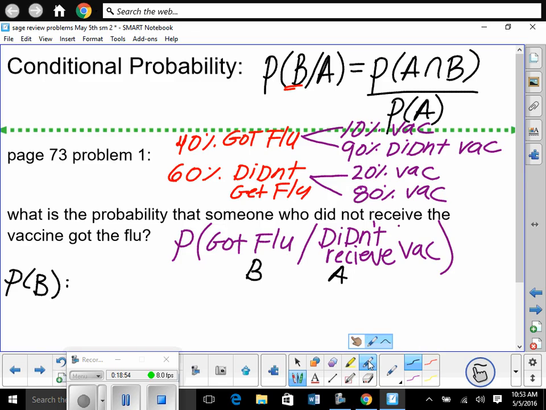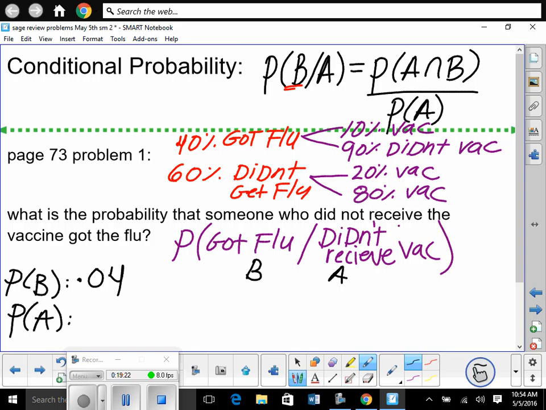Because there are two circumstances where they got the flu. The 0.40 times 0.10, the probability of those two things happening, plus the probability of those two things happening. So what's the probability of B? Don't say anything unless you calculate it. What is it? Okay, 0.04. So now let's find the probability of event A happening.